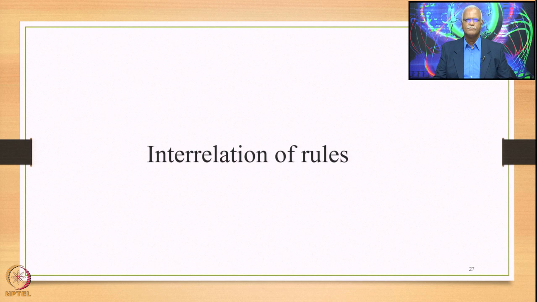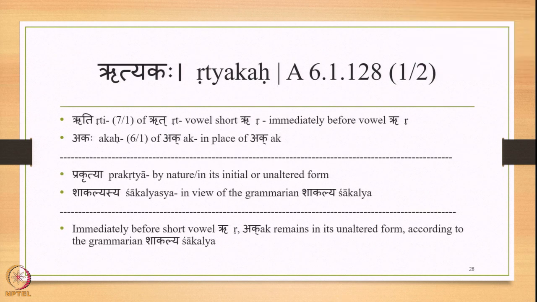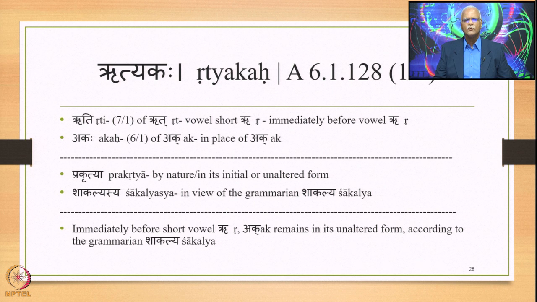After having studied all the examples of this guṇa-sandhi, let us now study the interrelation of rules. First, let us look at rityakaha, 61128. What it means is, it has got two words, ruti and akaha. Ruti is 7/1 of rut. Rut means vowel short ru. Ruti means immediately before short ru. Akaha is 6/1 of ak, in place of ak.